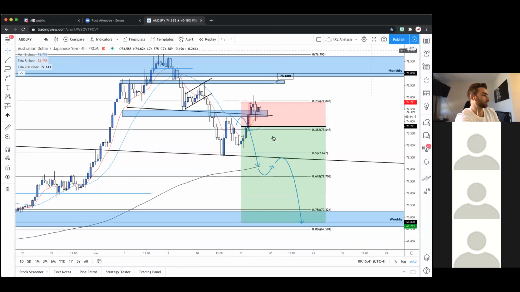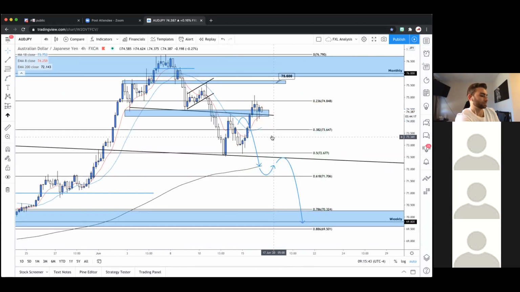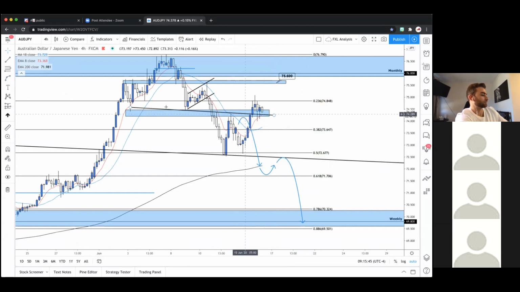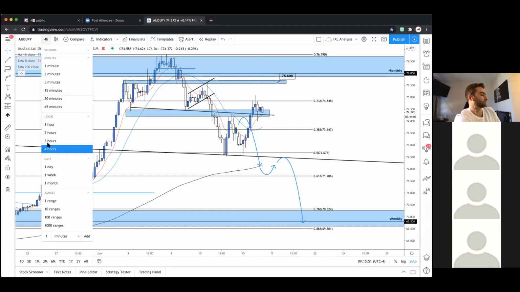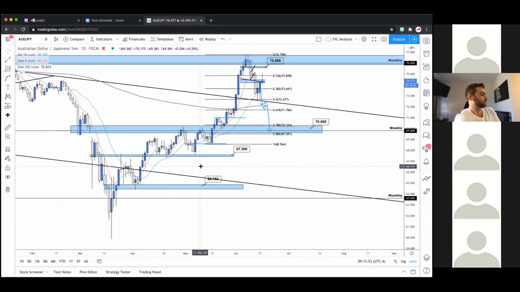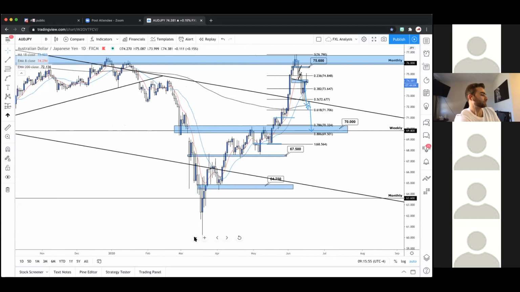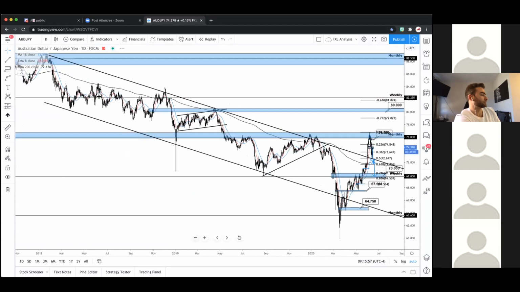Move on to AJ. Kind of similar to AU. It's at a key spot. This actually broke through this neckline of this head and shoulders, and it's kind of finding support there. So let's go ahead and jump to the daily. Okay, very bearish, just like AU.